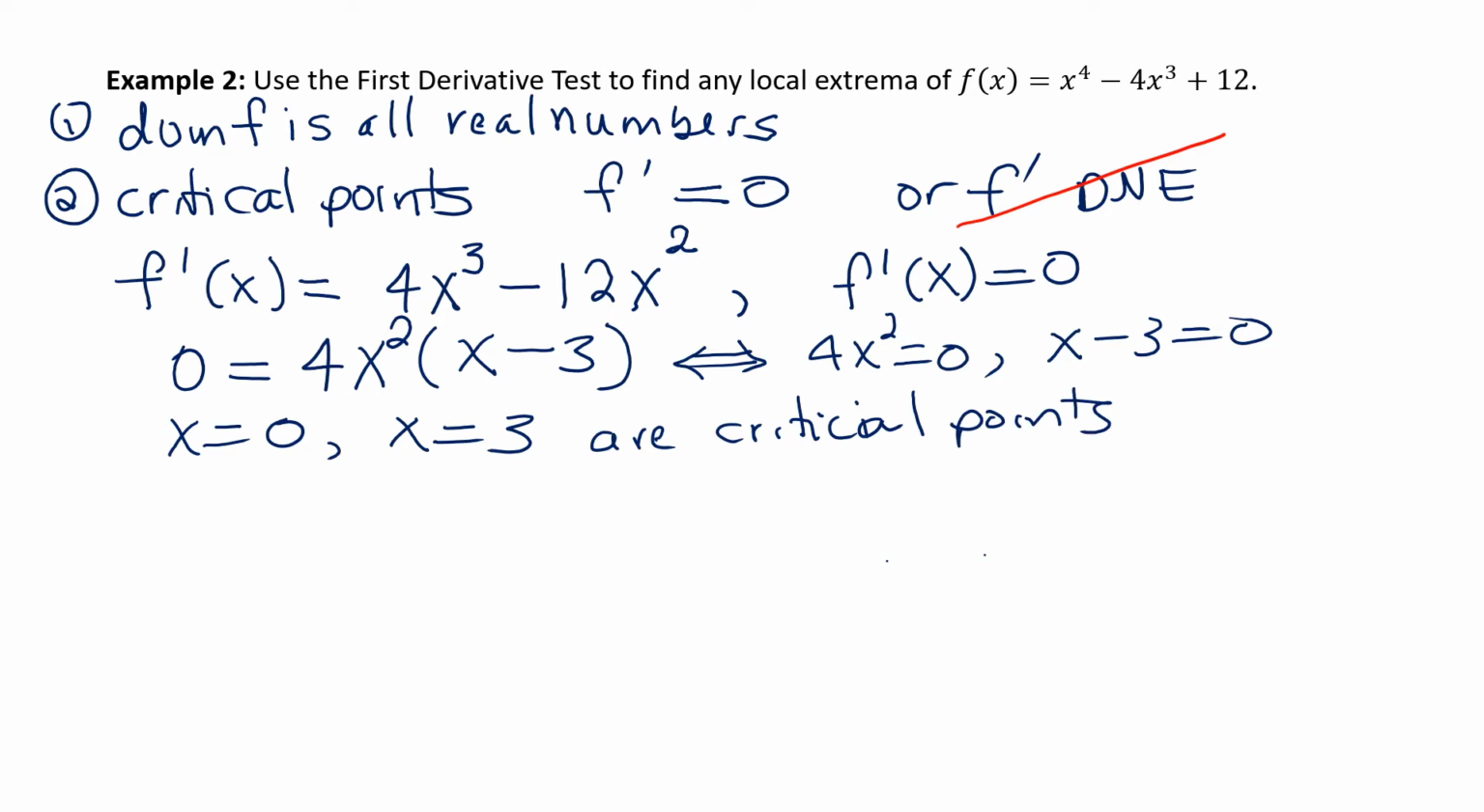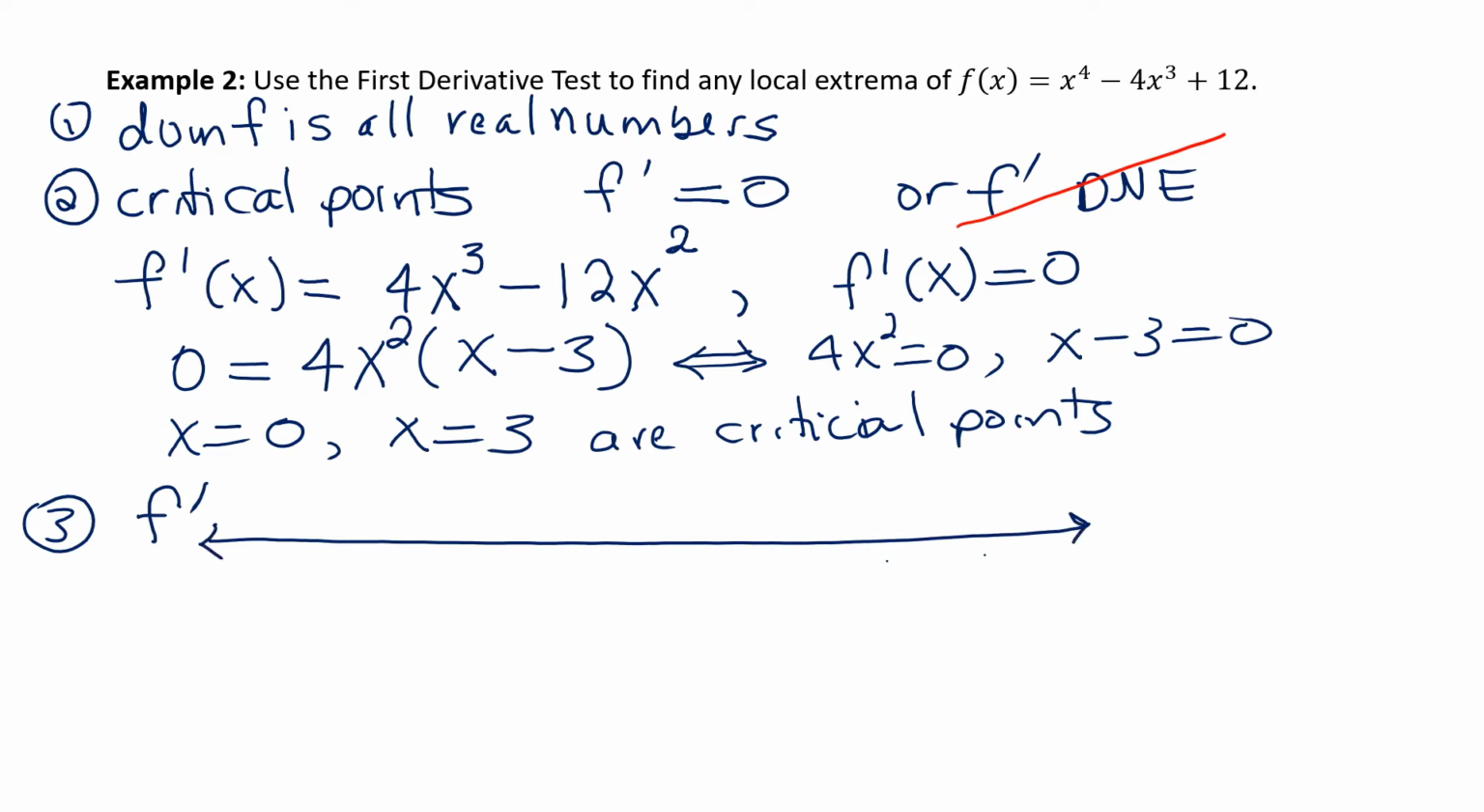Now let's make a sign chart number line. This is where we apply the first derivative test. So for the sign chart number line, I'll write f prime and then draw a number line. The f prime is to the left and above the number line, and below the number line I'll write x for my x values. When x is 0, the derivative is 0. When x is 3, the derivative is 0 as well.